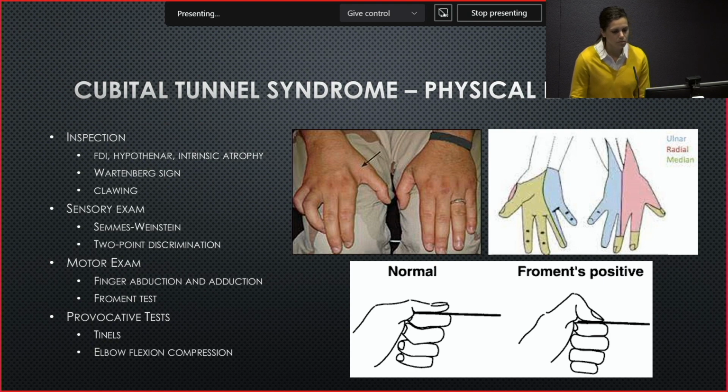Sensory exam is, of course, important and should also evaluate the dorsal ulnar hand. Motor exam is mostly just finger abduction against resistance. Froment's test evaluates the ulnar innervated adductor pollicis.